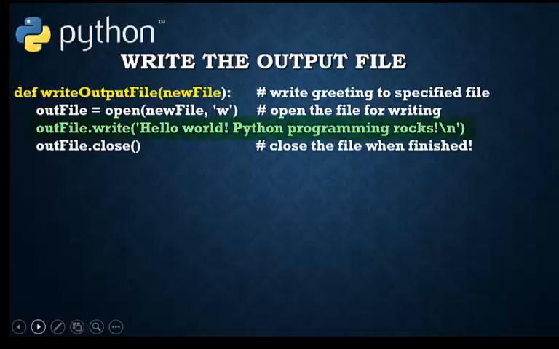The second instruction in the write output file function is a write file instruction that takes a string input parameter. This input will be written into the file. The last instruction closes the file. We need to remember to close the file when we are finished writing to it.